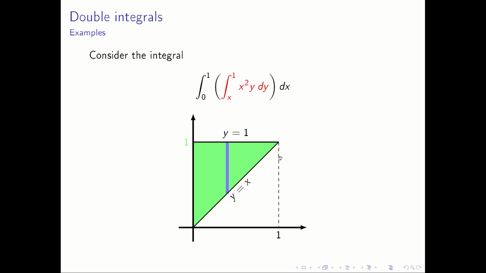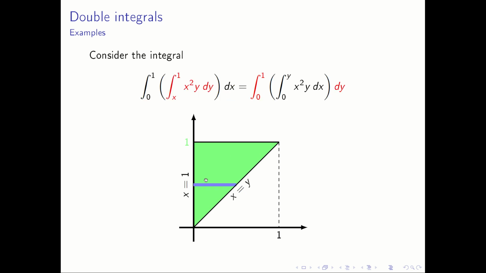Now, of course, you can do the integral the other way around as well. You can do the x integral first, which means for a fixed value of y, x will go all the way from, well, this is wrong, this should be x equal to 0, so I am sorry for the mistake here, from x equal to 0 to x equal to y.